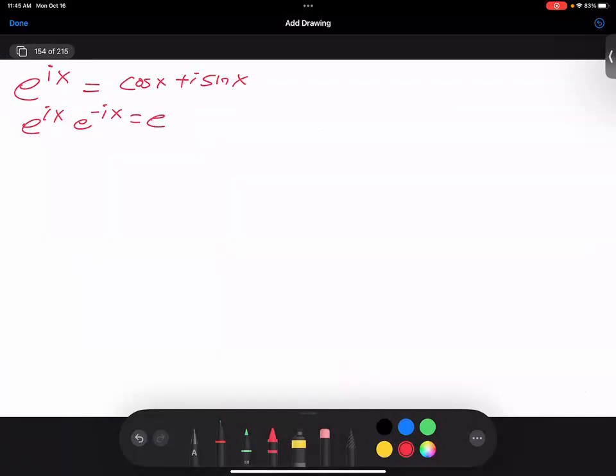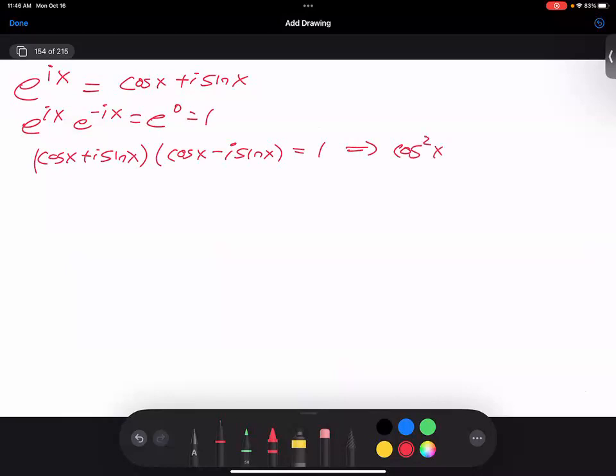E to the 0 is 1. So we get cosine x plus i sine x times cosine x minus i sine x equals 1, which is the same as cosine squared x plus sine squared x equals 1. There's Pythagoras.